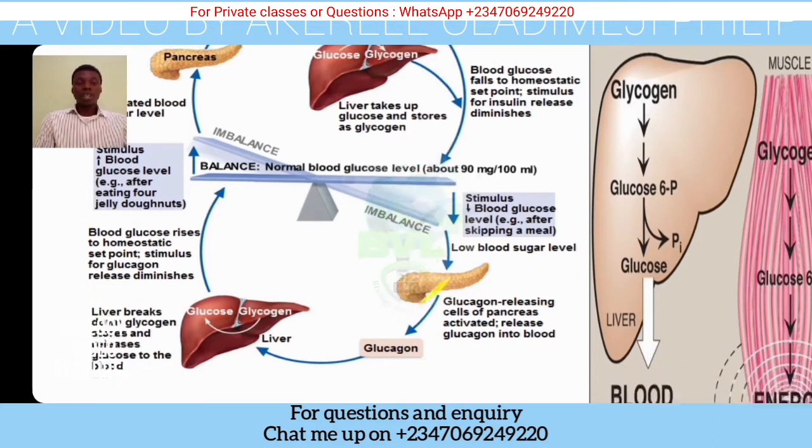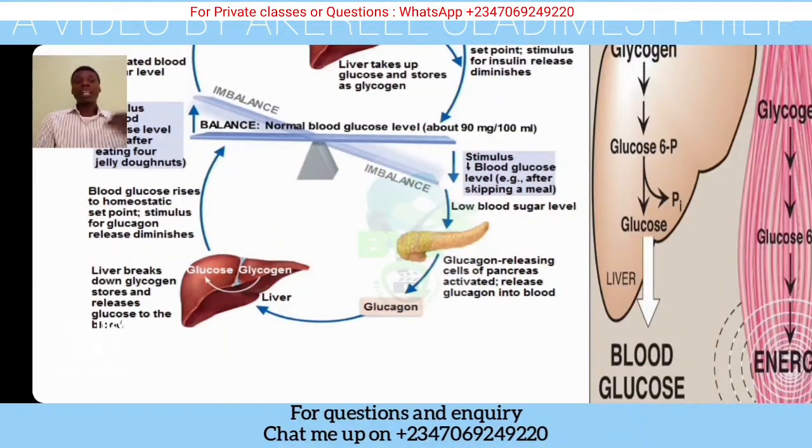Then, like I told you, it's like a deposit and a withdrawal. Glucagon will go to the liver to convert glycogen to glucose. Then the glucose is released straight into the system to balance up. You can see, the blood glucose level rises and the homeostatic set point is achieved again. That balance is achieved again.